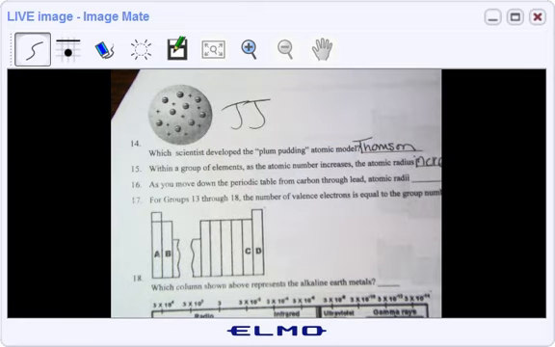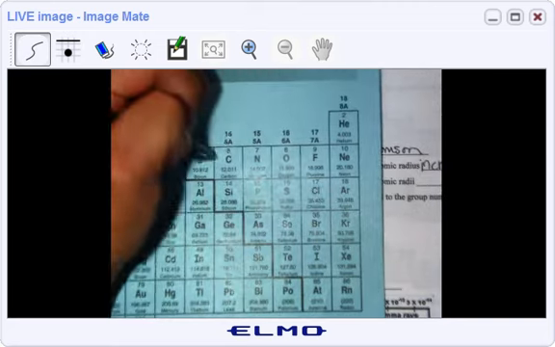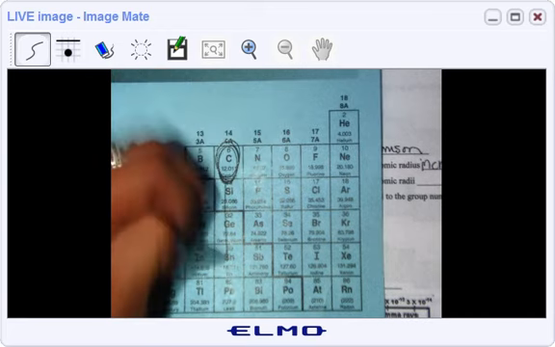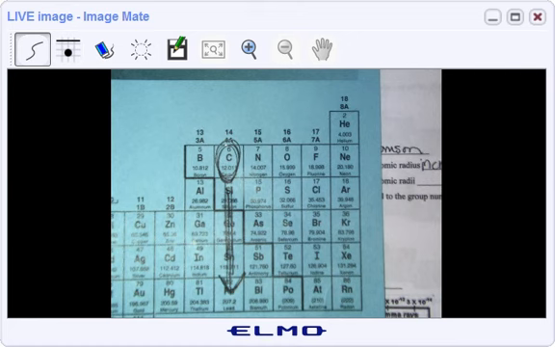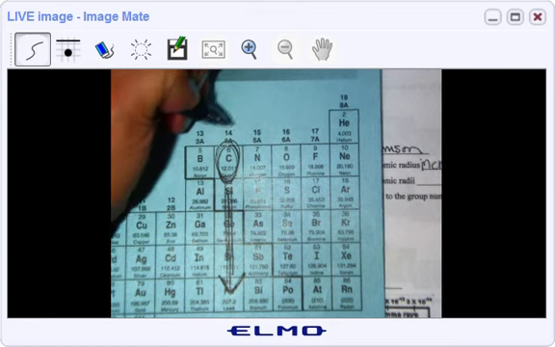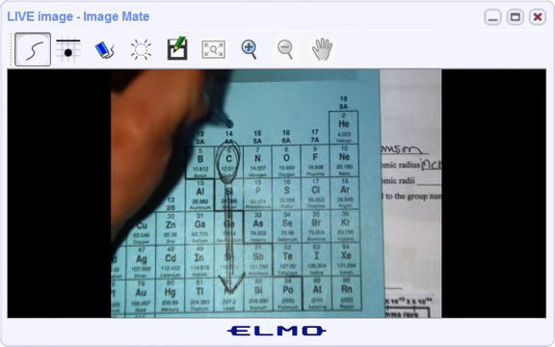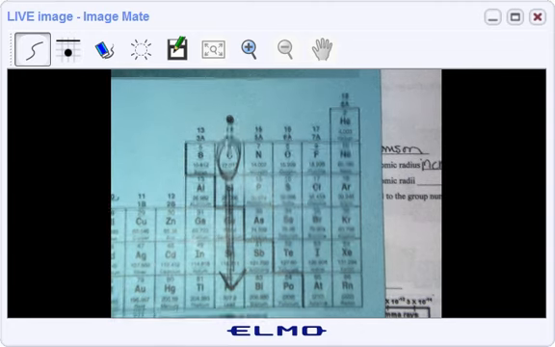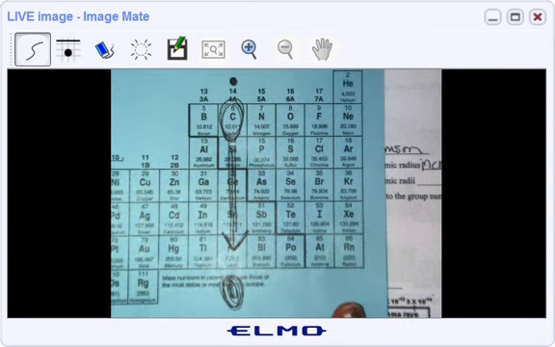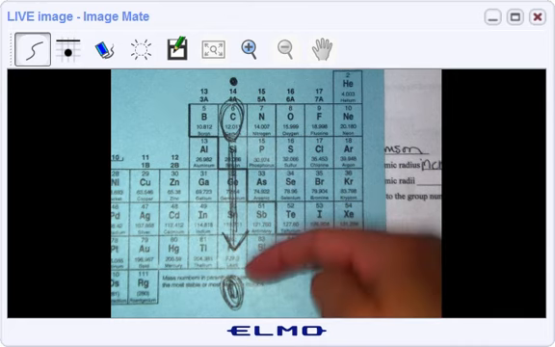16, as you move down the periodic table from carbon through lead, what happens to the atomic radius? So carbon's right here. It's asking you if you move down, what's happening to the atomic radius, the size of the atom. So generally it's not that big here, but as you move down the table, it increases in size. Okay, so it increases as you move down.